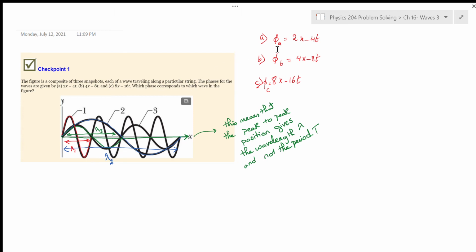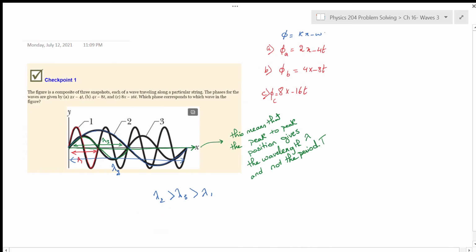Now, we can relate the phase that we have to the lambdas that we are seeing here. We can see that lambda 2 is the greatest, followed by lambda 3, followed by lambda 1. Now, if we look at our phases, we know from the wave equation that the general form is kx minus omega t. So we can use this form to read off k. So we know that k in phase A is 2, k in phase B is 4, and k in phase C is 8.